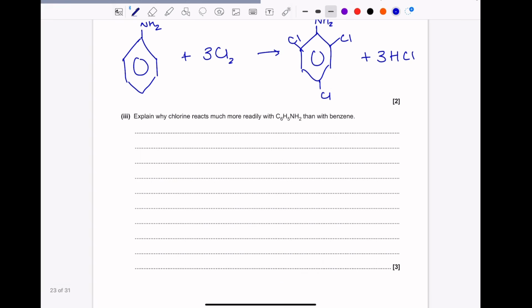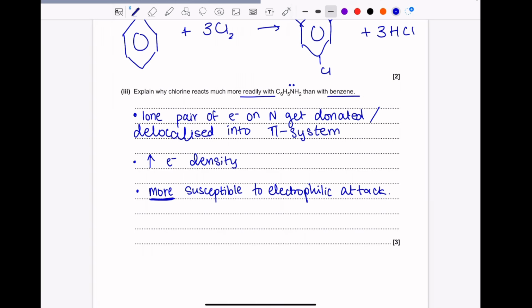Part 2 is to explain why chlorine reacts more readily with this than with benzene. Well, that would be due to the lone pair of electrons on nitrogen that get delocalized into that pi electron system that makes it more electron rich, and in doing so makes it more susceptible to electrophilic attack. So here's a written answer, and each bullet point is worth 1 mark.